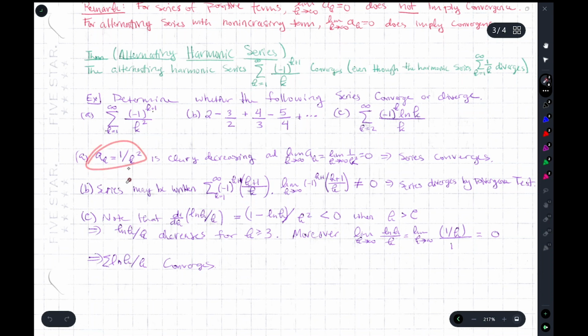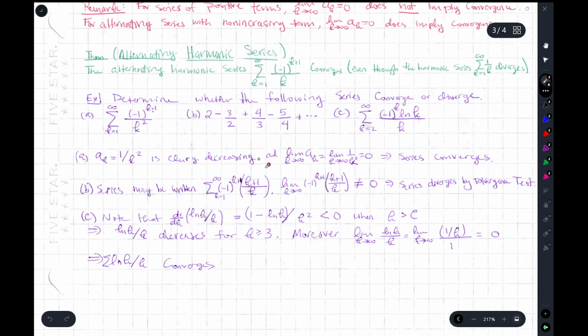Well, a_k again, we take the alternating part out, and so we look at just the positive terms, 1 over k squared. That's clearly decreasing, and hence also non-increasing. And the limit of 1 over k squared as k goes to infinity is 0. Therefore, by the alternating series theorem, the series converges. Okay?